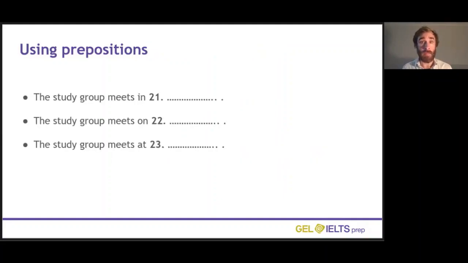I'd like to show you some more examples of how we can use prepositions to help us predict the kind of answer to listen for. Here we have the same question, but each time I have changed the preposition: in, on, and at. So the sentence says, the study group meets in, or meets on, or meets at. This changes the kind of answer we would expect.